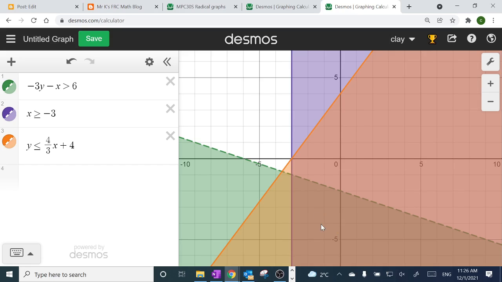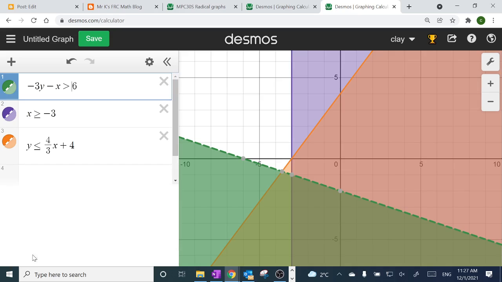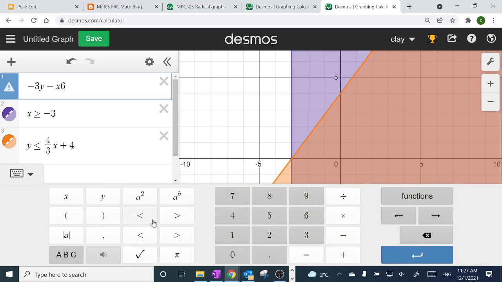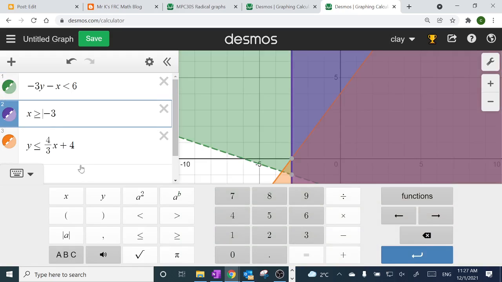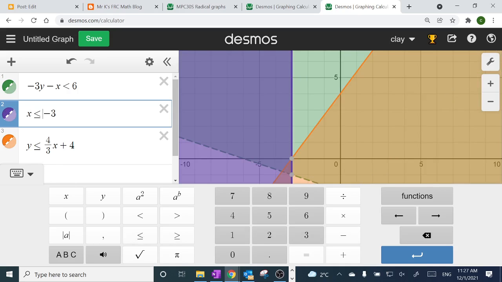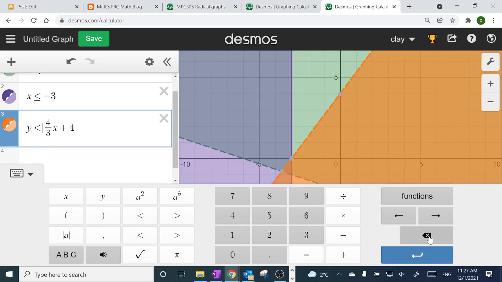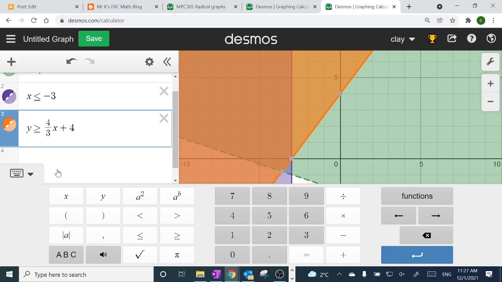I have another strategy for you. What if I had a 4th and a 5th equation here? Now it's going to be really hard to tell what's all 4 or all 5 things shaded. What if we did the opposite of everything? What if I changed this greater than to a less than? What if I changed this greater than or equal to a less than or equal to? And what if I changed this less than or equal to a greater than or equal to?